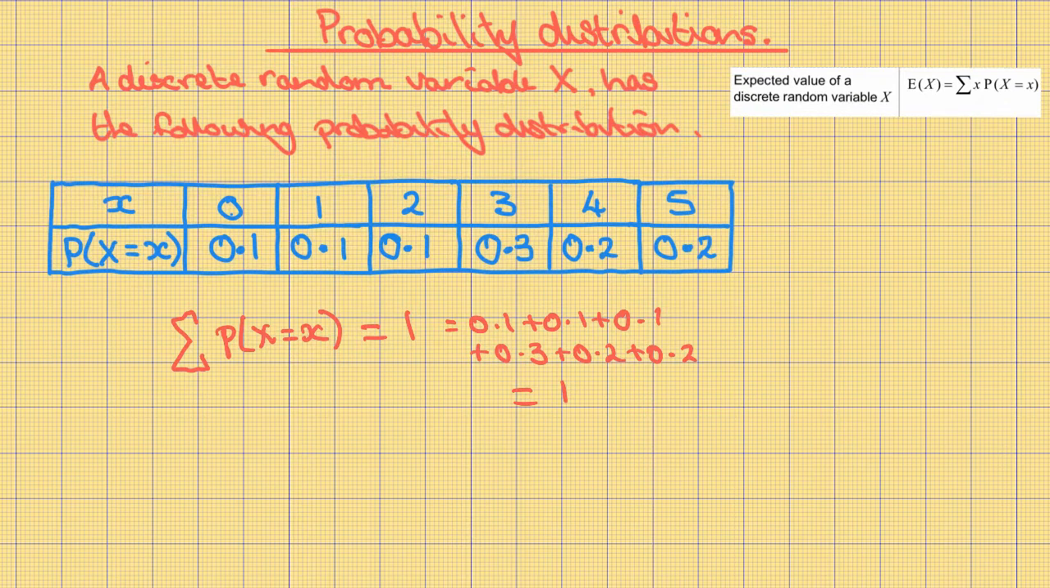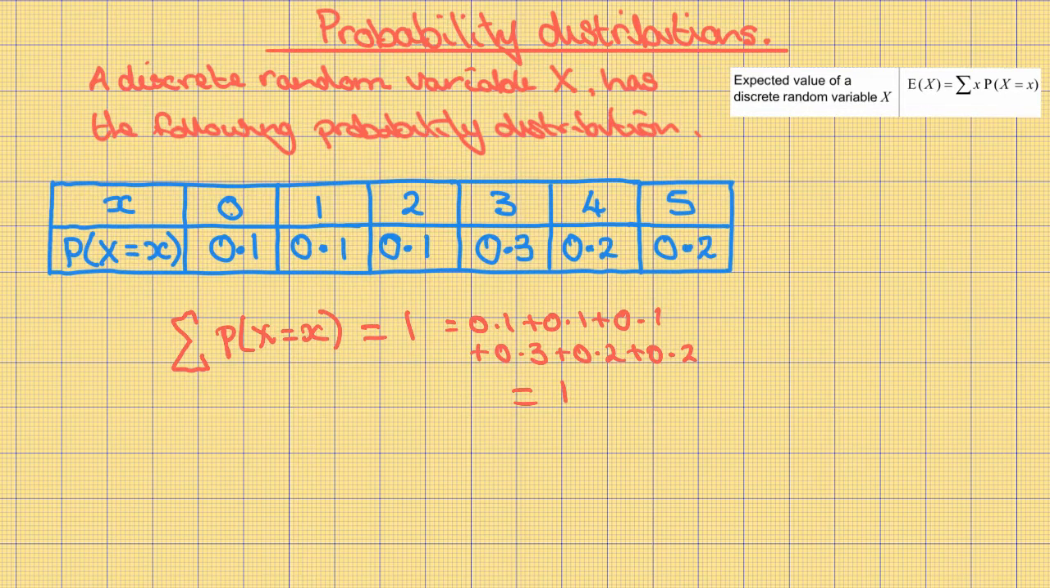A typical question that a student might be asked is, given a table with one of the probabilities missing, it might be called P or Q, the student is asked to find P or Q. Well, the student knows that the sum of all the probabilities must equal 1, so the student is then able to find what P or Q is equal to.